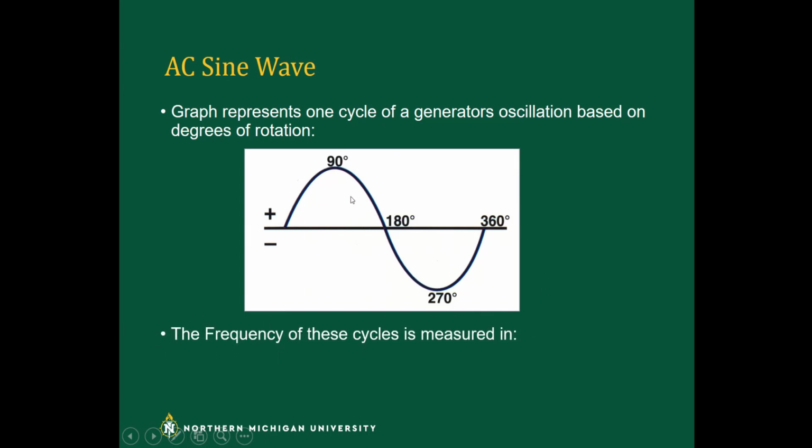And then the frequency of how often the sine wave or how often we rotate is measured in hertz, right? So it's a cycles per second calculation. The higher the hertz, the faster the rotation of the generator.